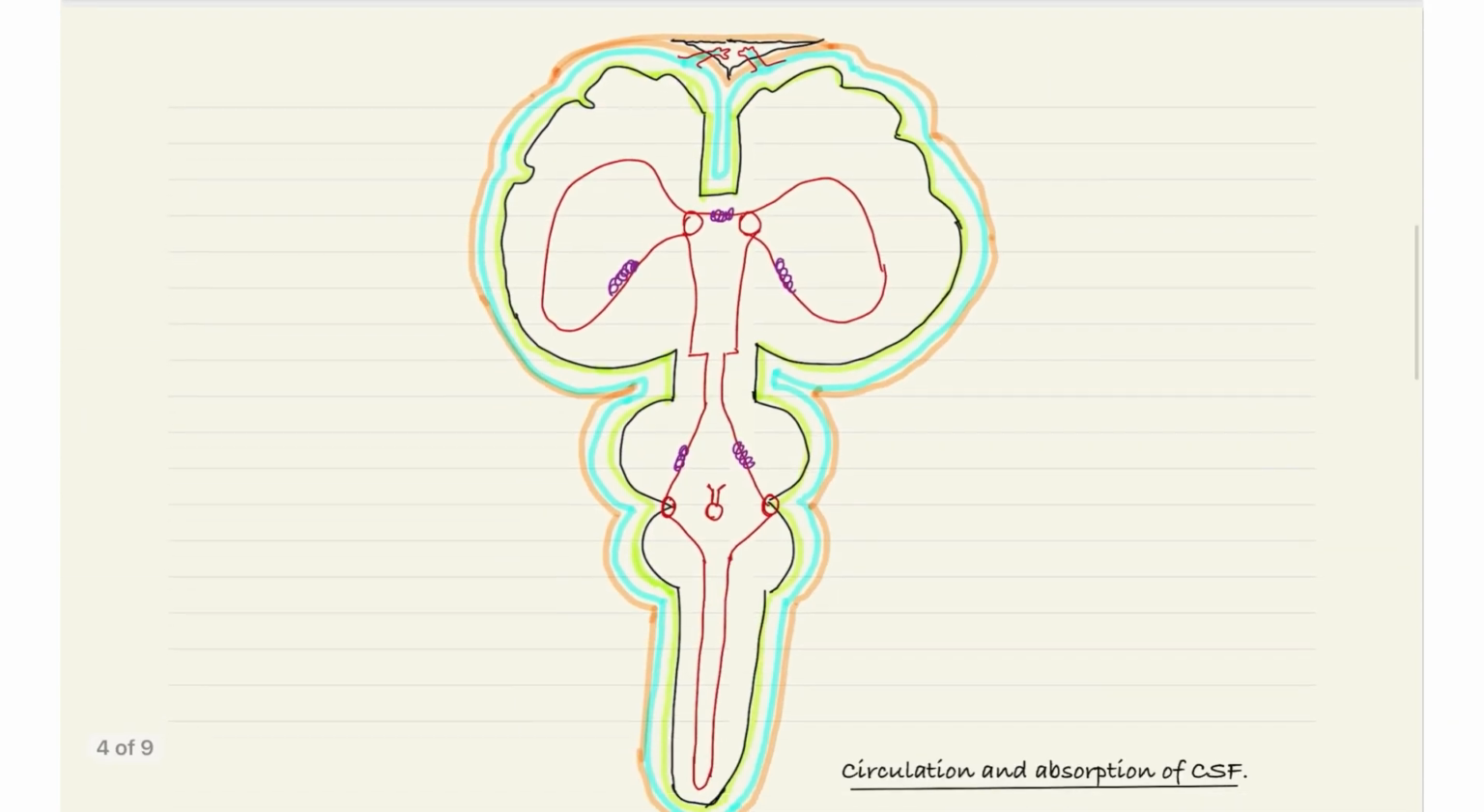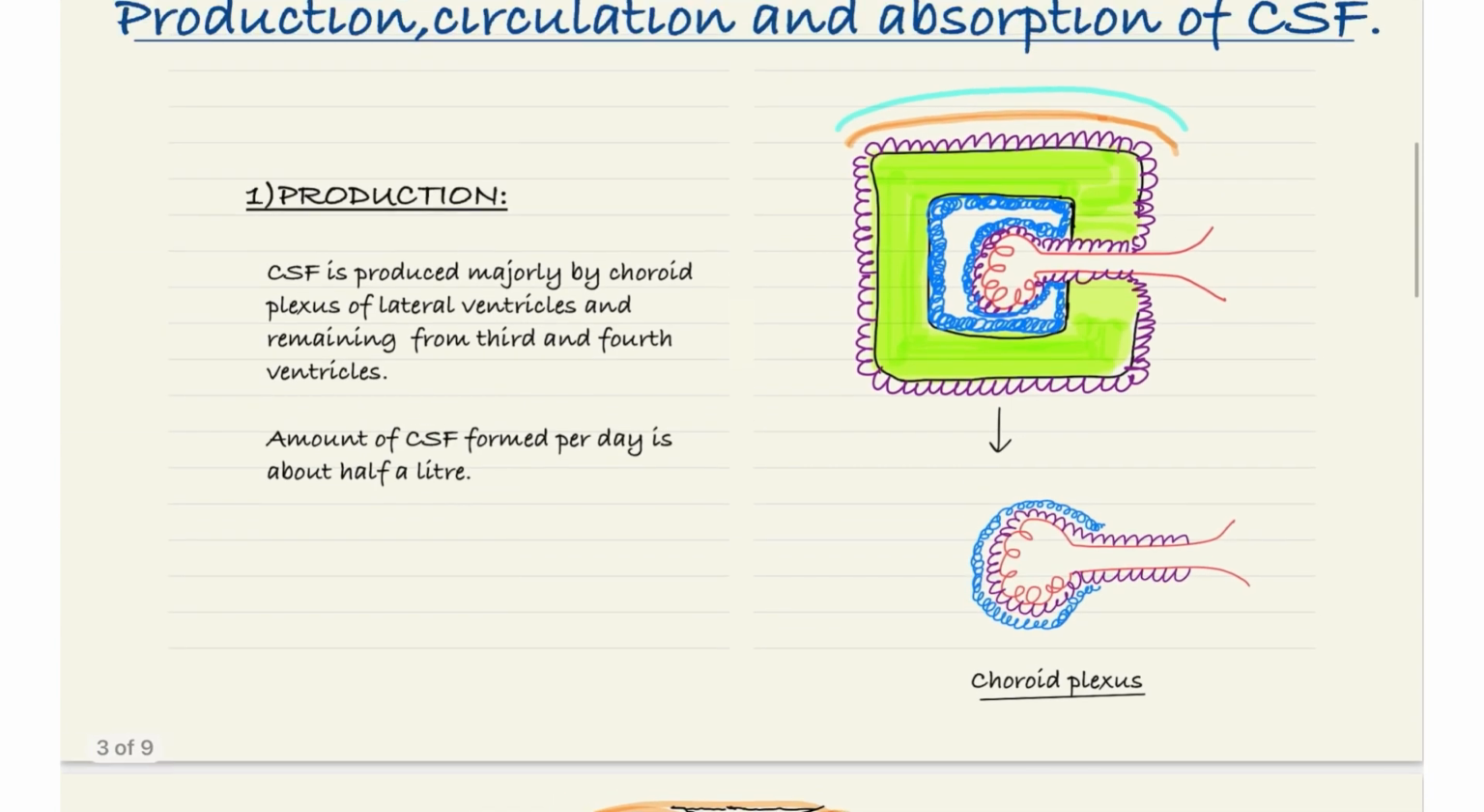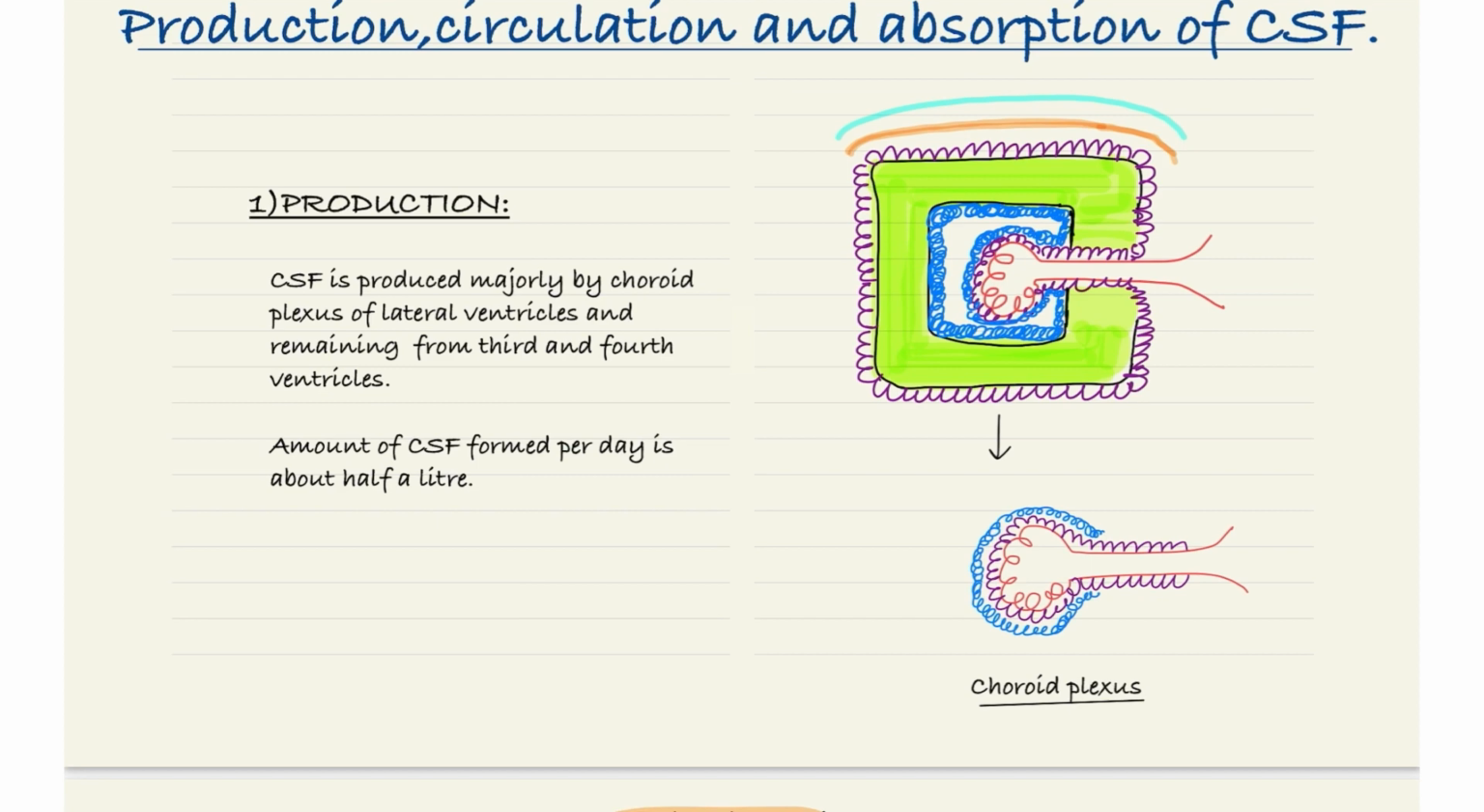In this diagram, here are the lateral ventricles, third ventricle, fourth ventricle, and the purple spring-like thing you see is the choroid plexus. The lateral ventricle produces about 80 to 85% of the CSF and the third and fourth ventricle choroid plexus produces the rest of it. Now we are going to understand what exactly is the choroid plexus.